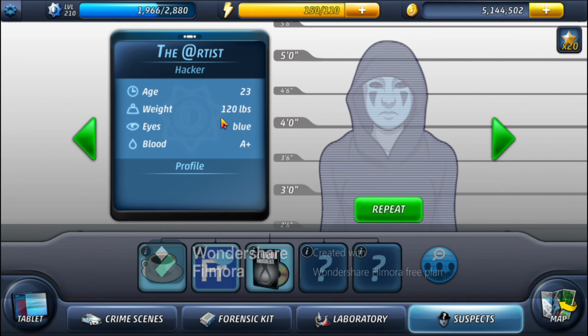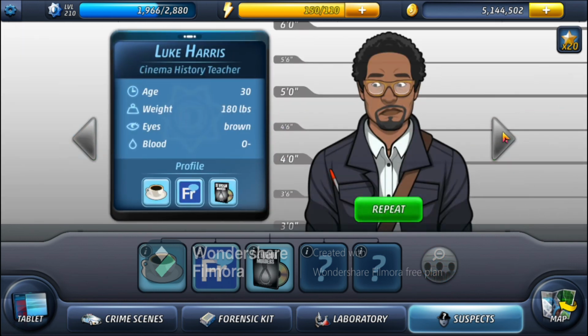Well, I guess it just depends on the thief, but seeing how this person is, I don't think the artist is someone who would steal, because as you can see, it just says hacker. I don't think the artist is a thief or a murderer. I guess the artist is just a hacker. So let's move on to the next suspect.